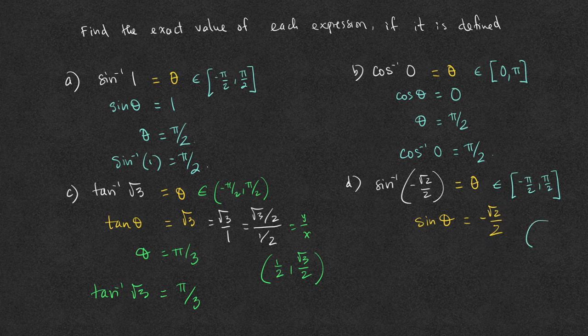Sine of theta is only negative in the third and the fourth quadrant, but we are looking for an angle in the restricted domain, which is only in the first and the fourth quadrant. And so the angle that we're looking for must be in this fourth quadrant. That angle has to be negative pi over 4, because sine of negative pi over 4 equals negative root 2 over 2. We conclude that sine inverse of negative root 2 over 2 is negative pi over 4.